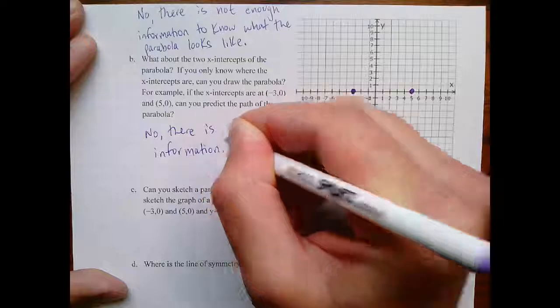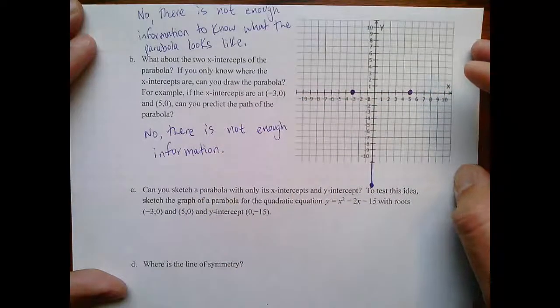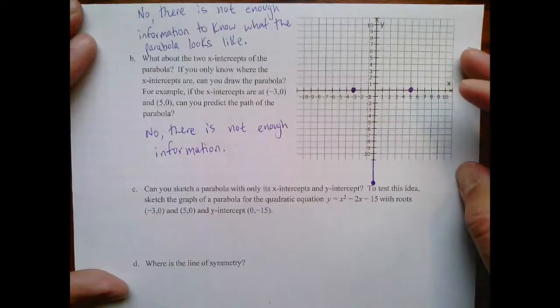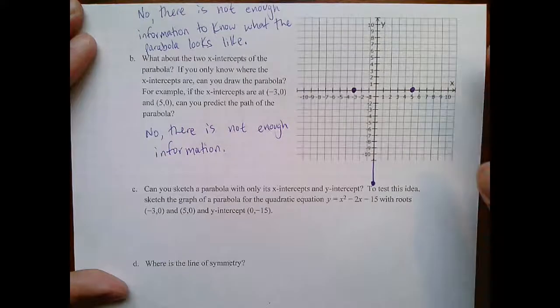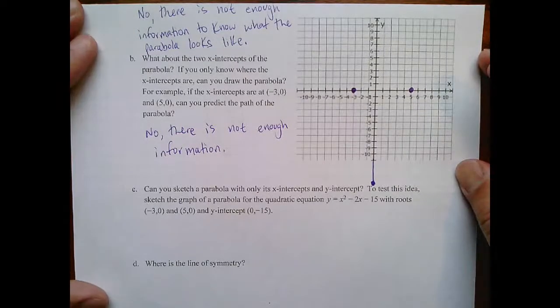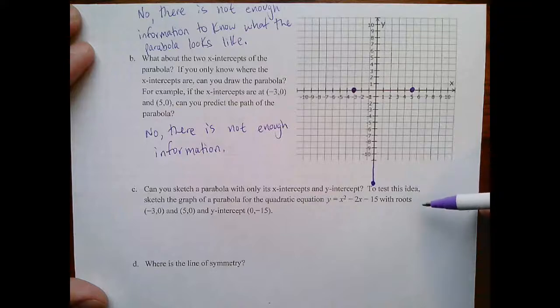So what do we know so far? We know that if we're just given a y-intercept, there's not enough information to sketch a parabola. If you're given just the x-intercepts, there's not enough information to sketch the parabola. So how about part C? Can you sketch the parabola using x-intercepts and y-intercepts?